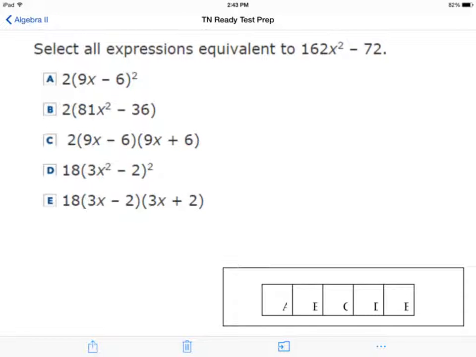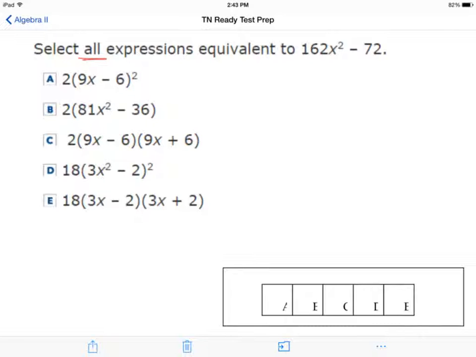This question asks us to select all expressions that are equivalent to 162x squared minus 72. There may be more than one answer to this question. Looking at the answer selections, I see they've all factored out a greatest common factor, and the two factors that I see here are 2 and 18. So I'm going to try to factor out 2, even though it's not the greatest common factor, and see if A, B, or C is one of my answer choices.